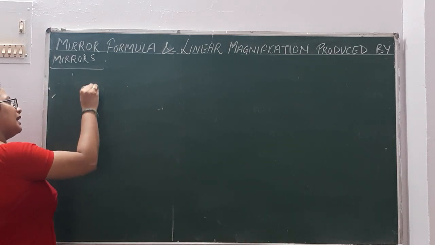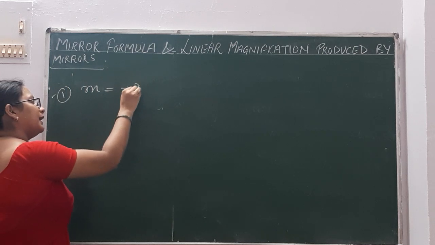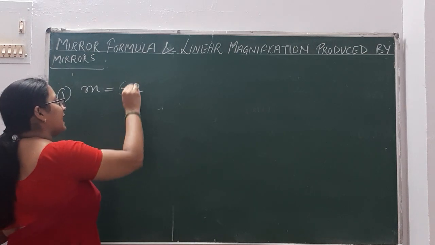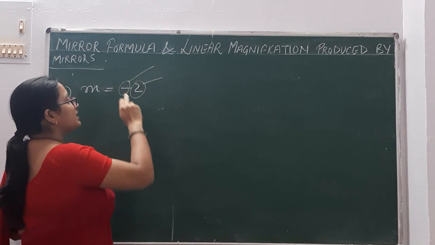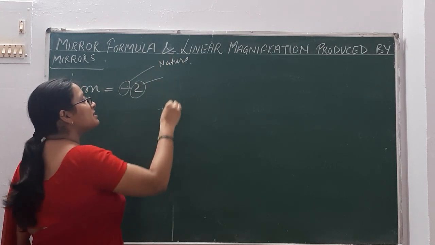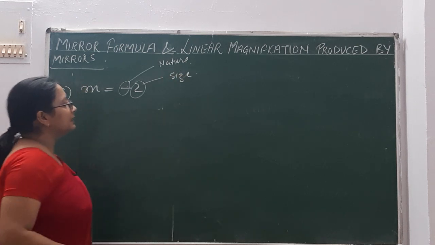If it is written that magnification is equal to -2, what does it mean? So here we will see this sign and this numerical value separately. Sign shows nature of image, and the numerical value shows the size of image. Here we can see that the magnification is negative. The negative magnification indicates that the nature of image is real and inverted. And here the numerical value is greater than 1, so it shows that the image is greater than the size of the object.